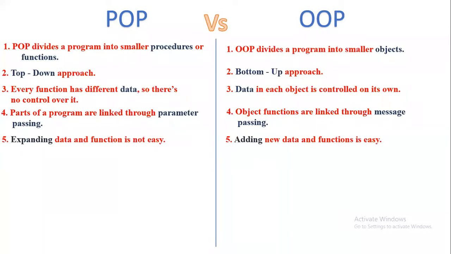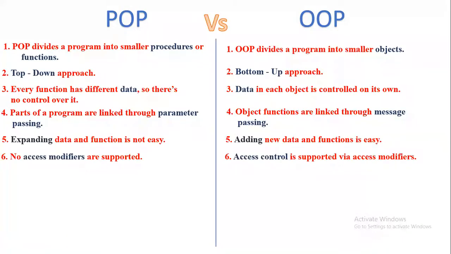And the next difference is, for example, if you want to extend the functionalities of your application, in POP it is very difficult. But in object oriented programming, it is easy to extend the features or functionalities of your application. And the next difference is in POP, there was no access specifiers concept. So that's why the data freely moves around the system. So we can access data from anywhere in the program.